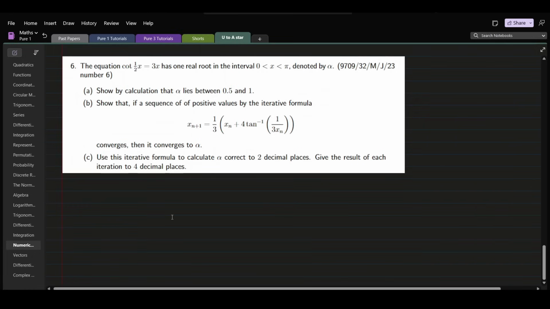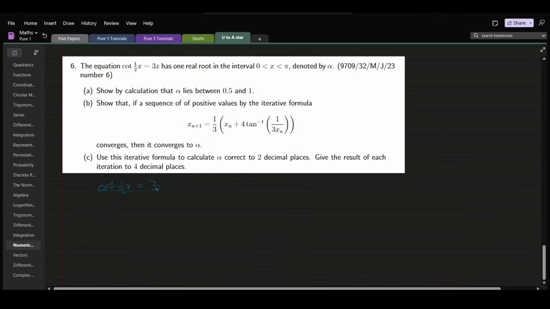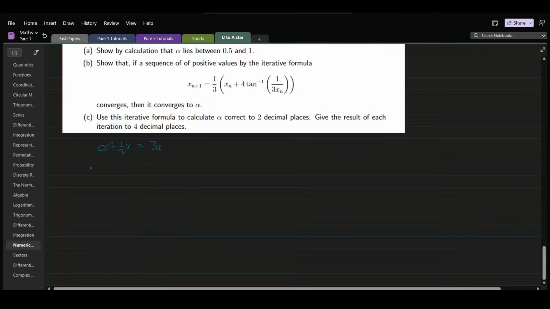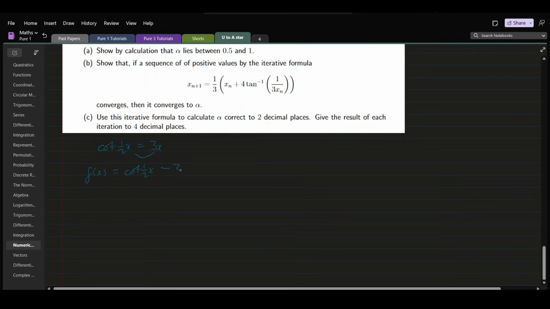The equation cot half x is equal to 3x has one real root in the interval x is between 0 and pi, denoted by alpha. Show by calculation that it lies between 0.5 and 1. Okay, so we are given the equation cot half x is equal to 3x. Now let's put everything to one side and we will call this function f of x. So f of x is equal to cot half x. We'll move the 3x to the left hand side, so it becomes minus 3x. Now we need to show that alpha lies between 0.5 and 1.